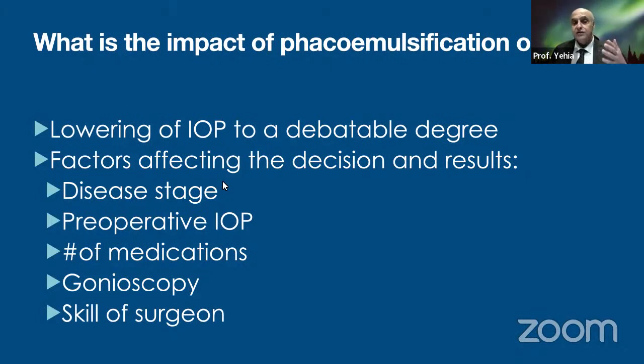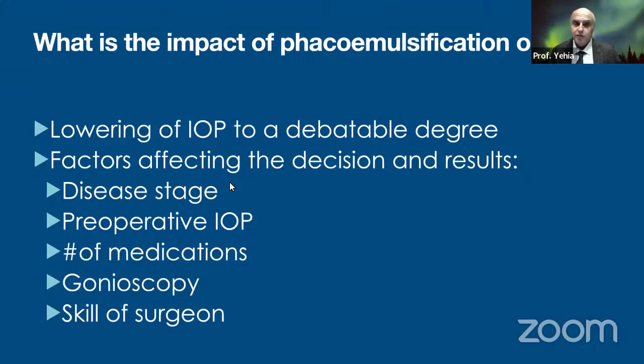And the factors that should affect our decision and consequently the results is the disease stage. This is a patient with little cupping, early glaucoma, versus a very late compromised cup of 0.9, for example, and the risks that the surgery will carry for him. The preoperative intraocular pressure is a very important factor.